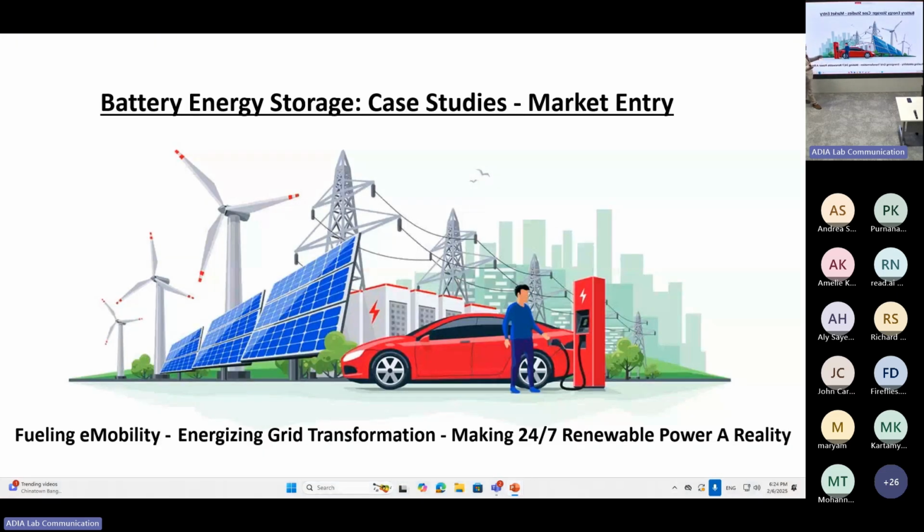Next one. This is a summary giving you 3 simple examples, all related to energy storage, to show you that there are opportunities, but we need to find the right entry point, as it is expensive and difficult to enter the market.